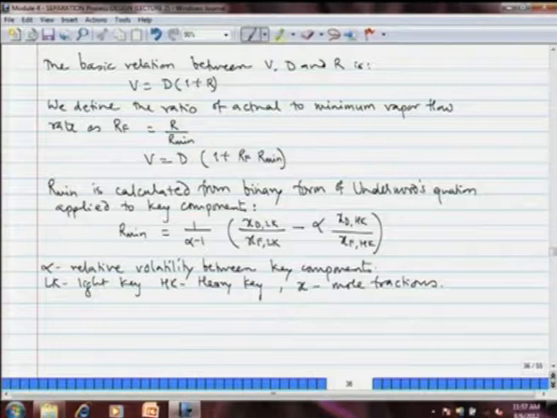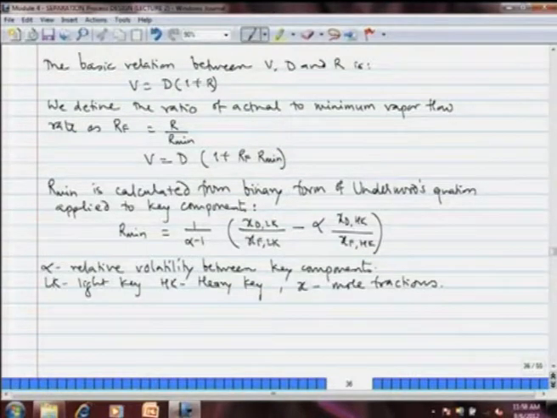R minimum is then calculated from the binary form of Underwood's equation applied between key components. So, R minimum is equal to 1 divided by alpha minus 1, into XDLK divided by XFLK minus alpha into XDHK divided by XFHK. Now, this equation for R minimum is derived by solving simultaneously the equations for the operating line in the enrichment section, the stripping section, and the Q line, the quality of feed line. Again, this is covered in the course of mass transfer, so I do not cover it here.